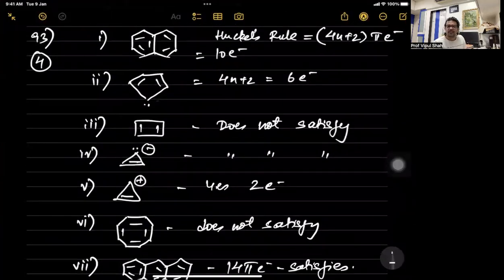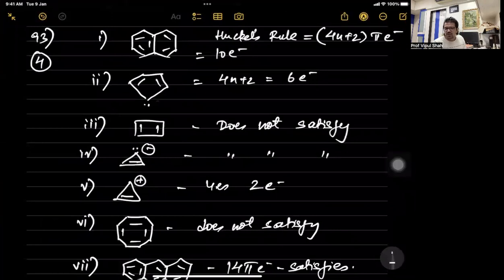First one, that's nothing but anthracene, that satisfies. Second one, that also satisfies because the lone pair is considered to explain aromatic character. Third one doesn't. Fourth one doesn't. Fifth one does because there's only one. All carbon atoms are sp2 in the fifth one. So it satisfies with 2 electrons.